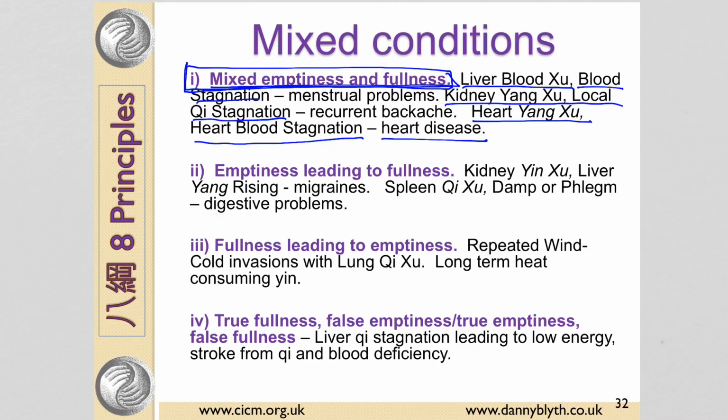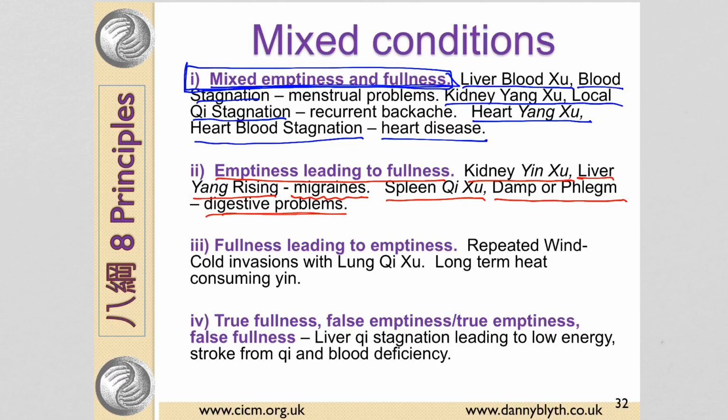The second way these manifest is an emptiness leading to a fullness. So for example, if there's kidney yin deficiency, an emptiness, the liver yang can easily rise up, a fullness. This is commonly seen in migraines. Spleen qi deficiency, an emptiness, can develop into damp and phlegm, a fullness, and we get digestive problems.